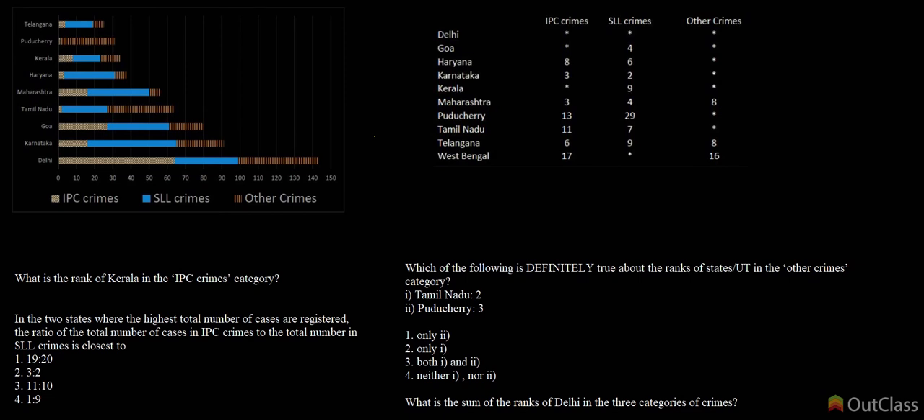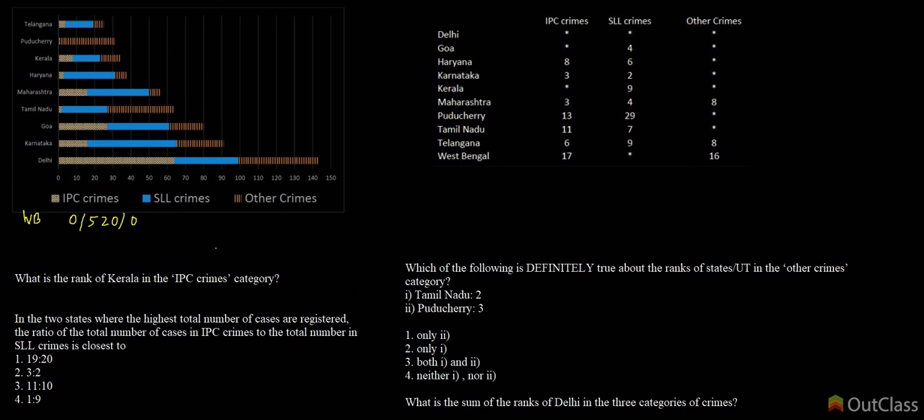So we are given data about the top 10 states in terms of the number of crimes happening, and it is classified according to IPC crimes, SLL crimes, and other crimes. We are given 9 of the top 10, and it is stated that the other one in the top 10 is West Bengal, where all 520 cases were SLL crimes. So the total is 520 and the split is 0, 520, 0. That is the information that's given to us.